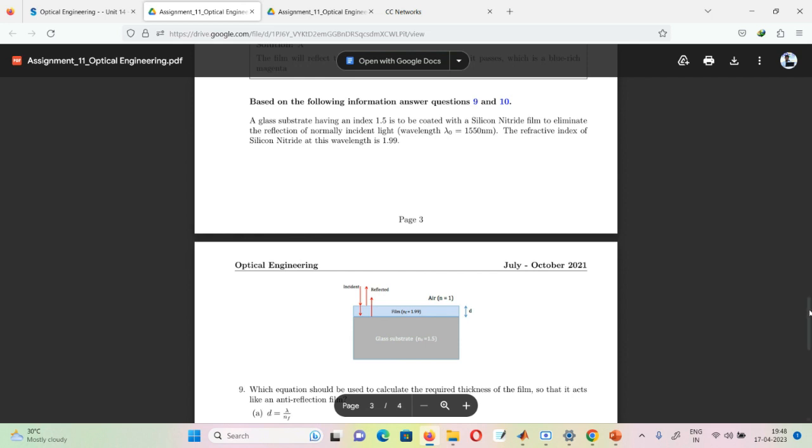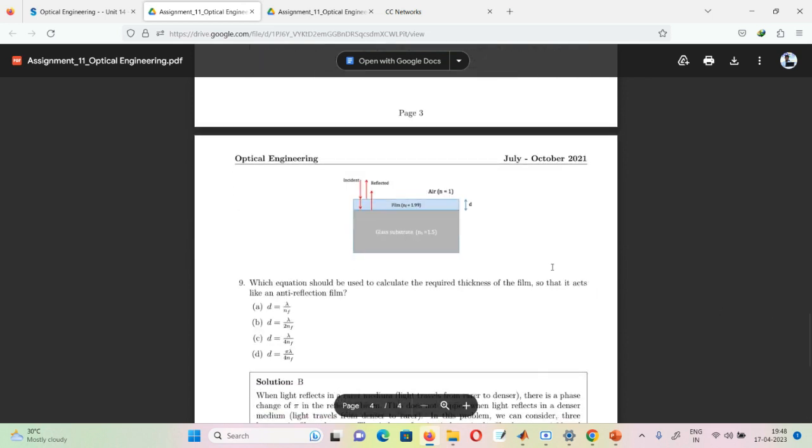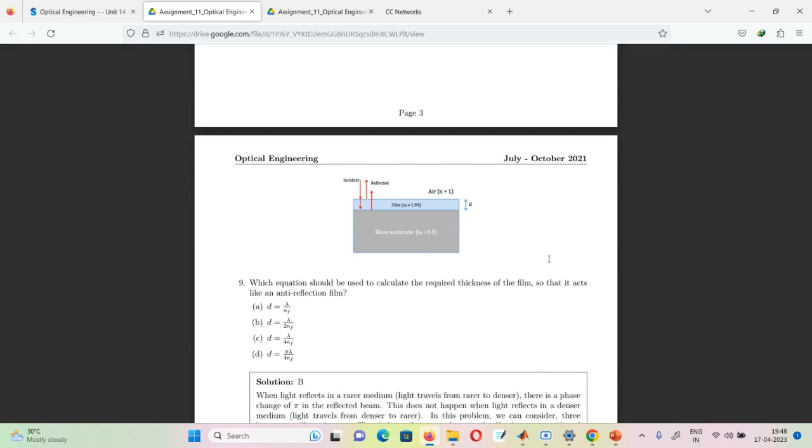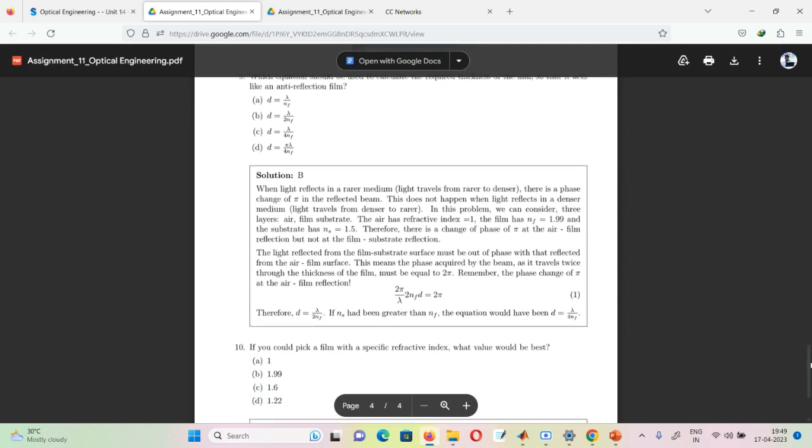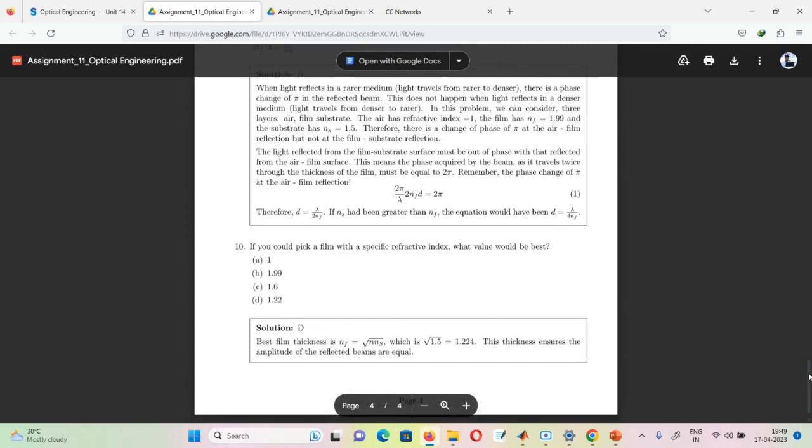What could be another way to frame this question? Now, if they are saying that you have to coat that material with silicon nitride, then in that first question they actually decided the refractive index. Then you don't have any option. You have to go with that particular material. You understand, right?